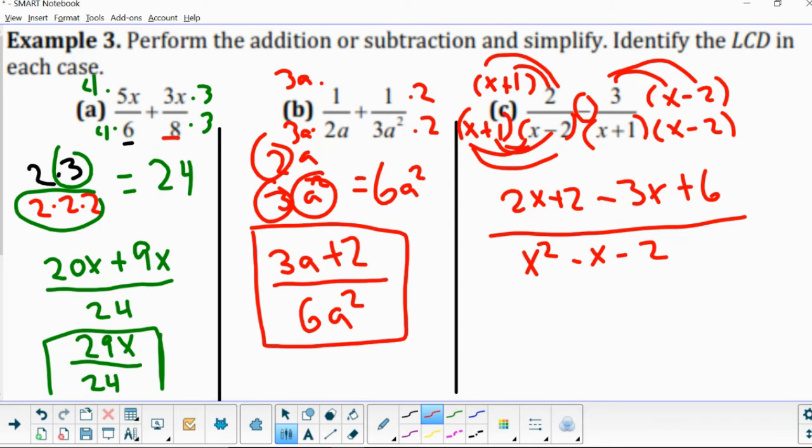All right, so let's combine our like terms on the top. We got 2x minus 3x is negative 1x. 2 plus 6 is positive 8, all over our new denominator of x squared minus x minus 2.